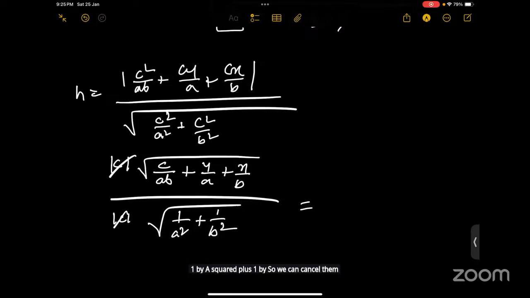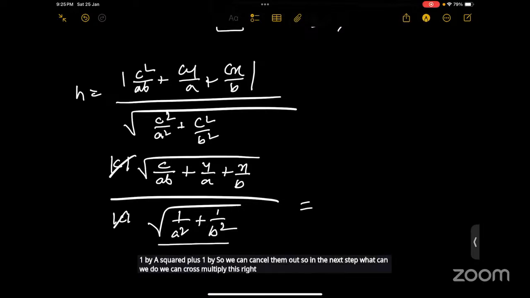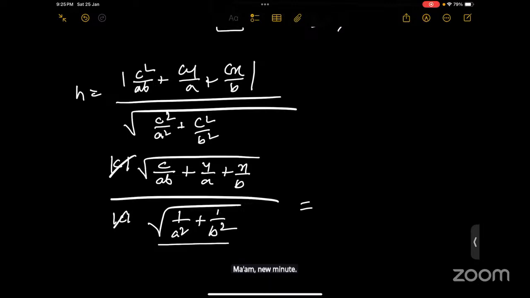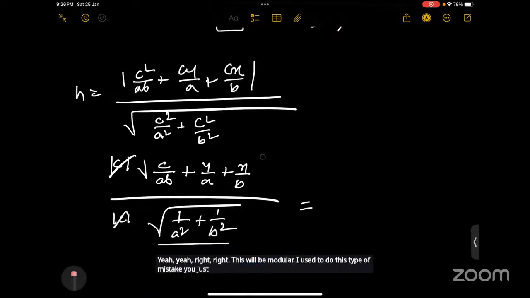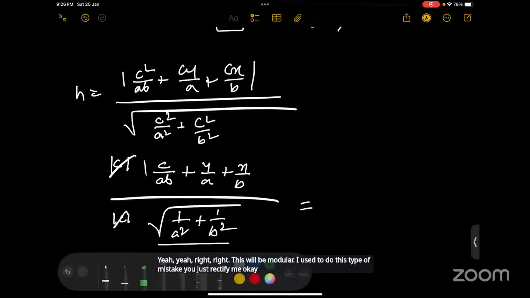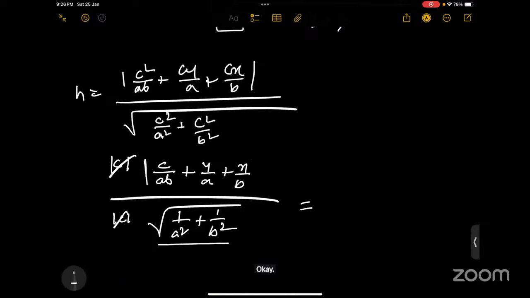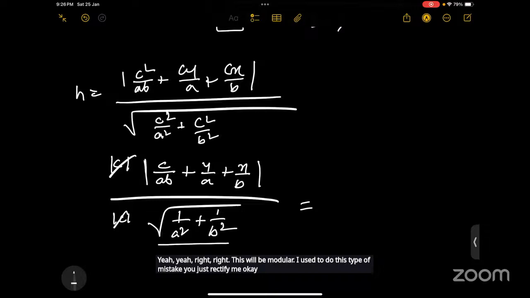So in the next step, what can we do? We can cross multiply this, right? Ma'am, the numerator root is not present. Root, numerator root. Ma'am, modulus. Yeah, this will be modulus. I used to make this type of mistake. You just rectify me, okay? Is it fine now? Yes, ma'am.